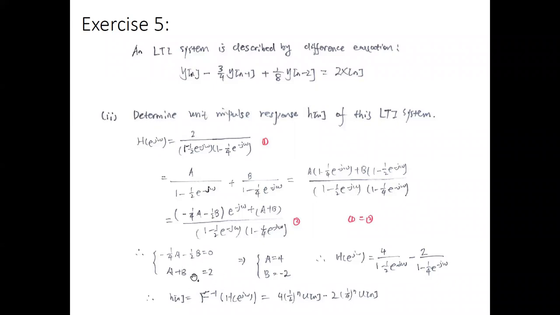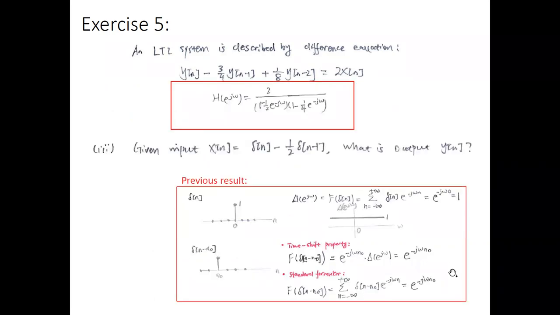The constant is A plus B. After solving this set of equations for A and B, you obtain the capital H, and then just apply the previous result: four times one over two to the power n, minus two times one over four to the power n. So this one over two and one over four in the base of the power are respectively these numbers in the denominator.